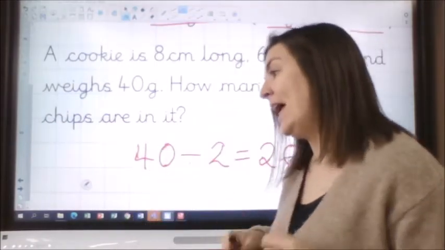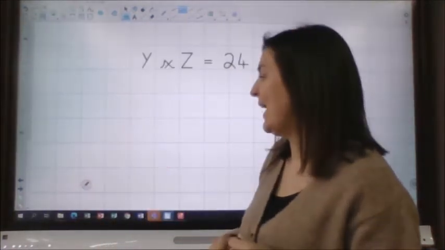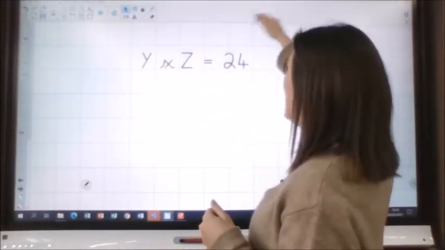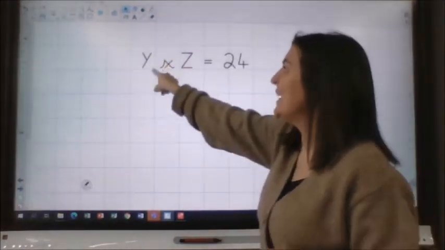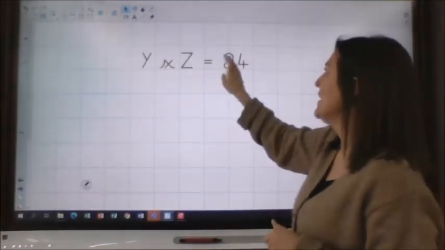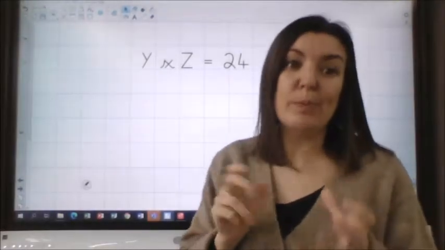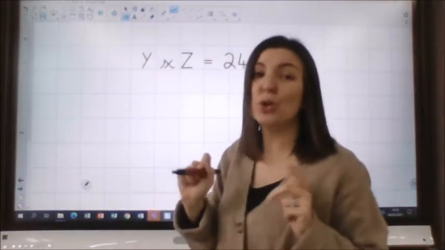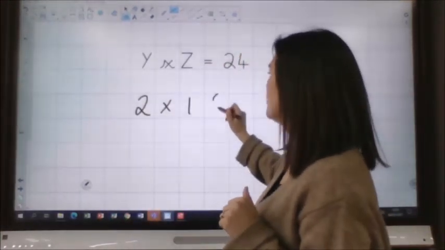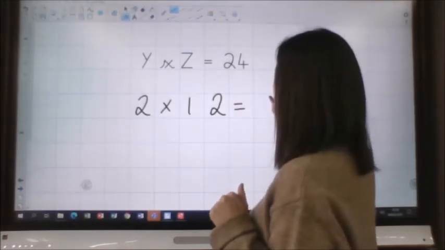So then finally, we're going to do a couple of these ones together to help you with your last bit. So this is a formula then. Remember I said it's got letters instead of numbers. So these letters can mean any number as long as y multiplied by z is 24. So it could be a couple of different numbers. So that's where your factors come in. So your factors of 24 are really going to help you. So I'm going to give you one: y could be 2 and z could be 12 because that is 24.